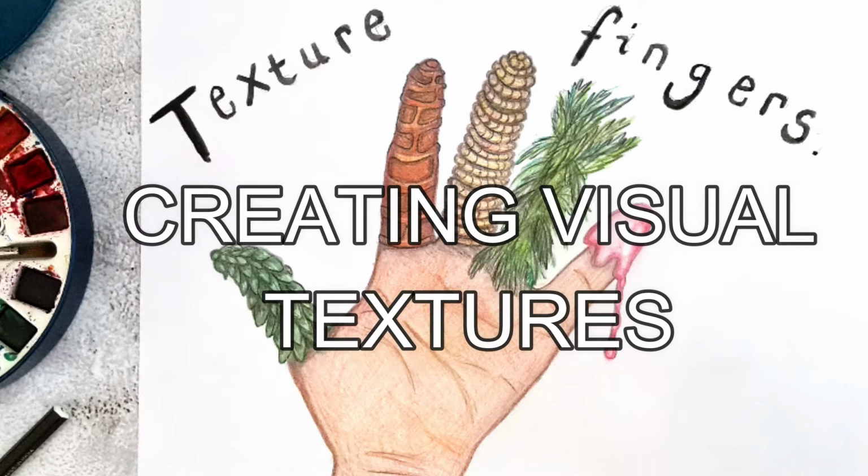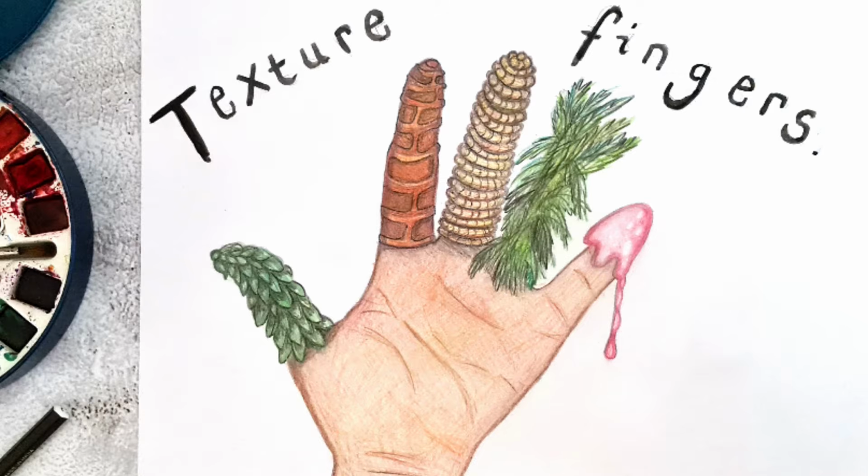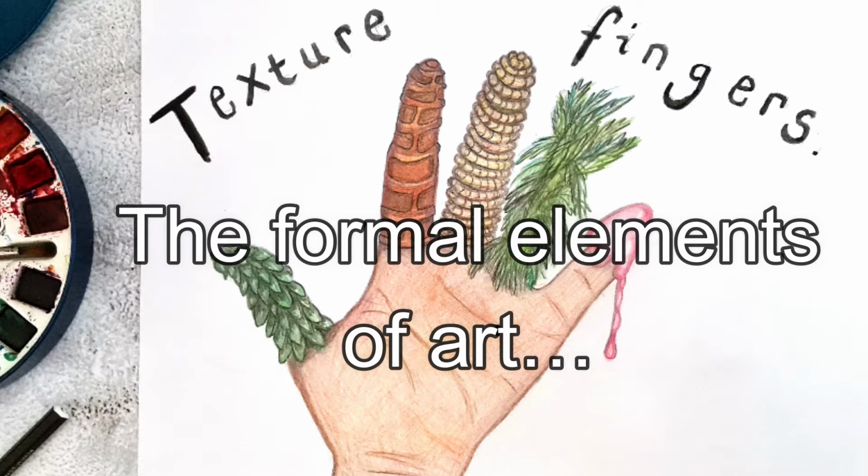In this lesson, we will learn how to create visual texture through practicing a fun and visually exciting art activity where we aim to apply a different texture to each finger on a hand. This activity gets us to practice our application of line, tone, texture, shape, form, colour and pattern, which are more commonly known as the formal elements of art.